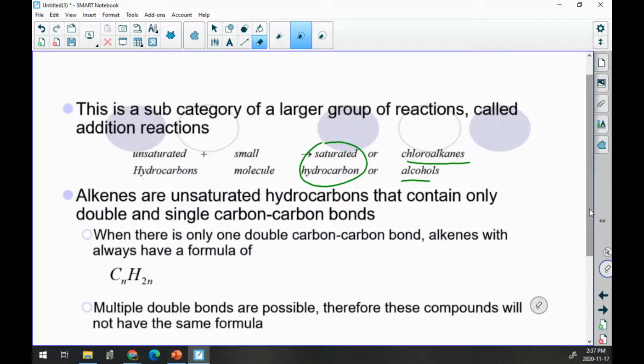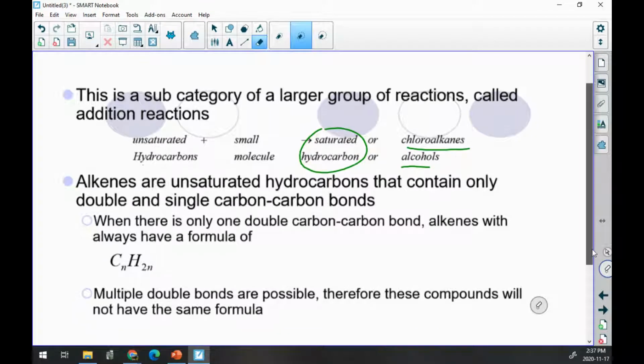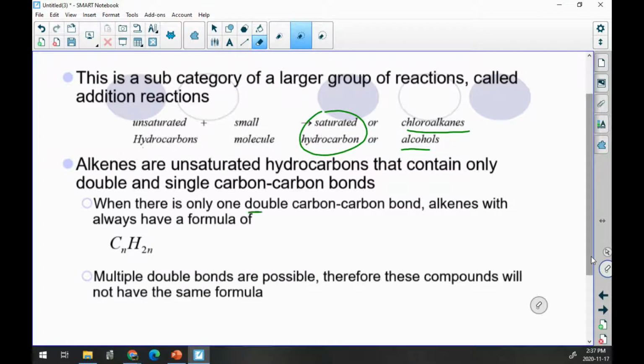Okay, so alkenes are our unsaturated hydrocarbons that only contain double bonds and single bonds. Double carbon-carbon bonds and single carbon-carbon bonds, because we only have single carbon-hydrogen bonds. If you have one double carbon-carbon bond, you will have twice as many hydrogens as you will carbon, just like we had with cycloalkanes. Okay, so either you have a ring structure, if you have twice as many hydrogens as carbons, or you contain one double bond.